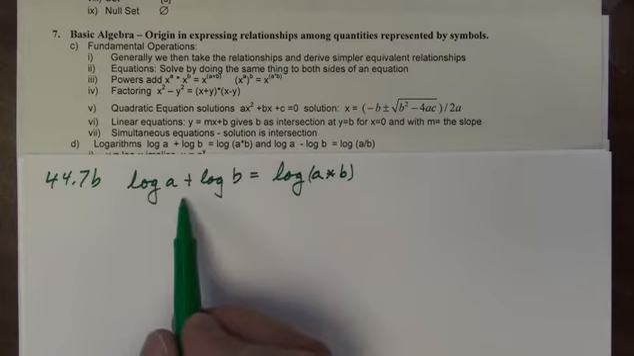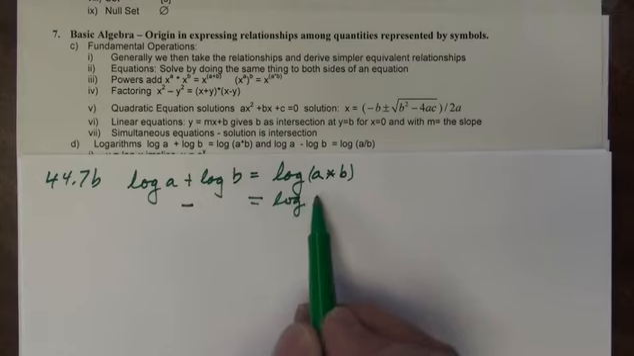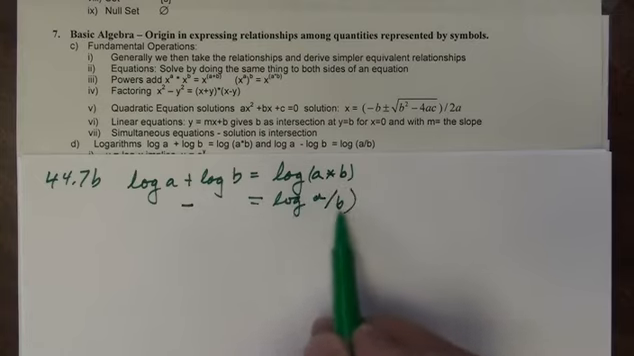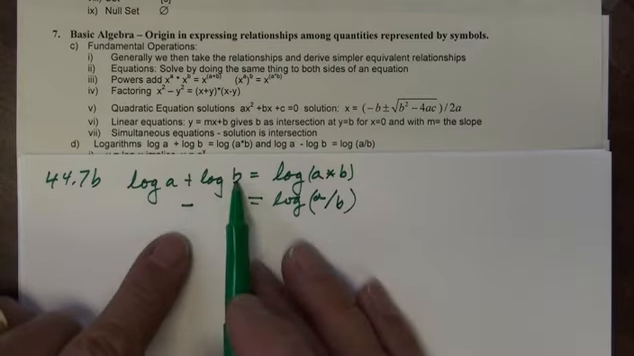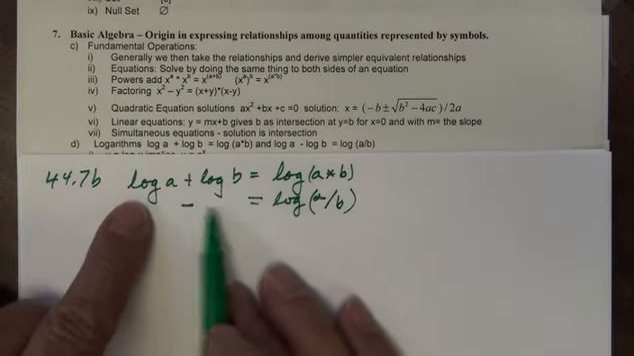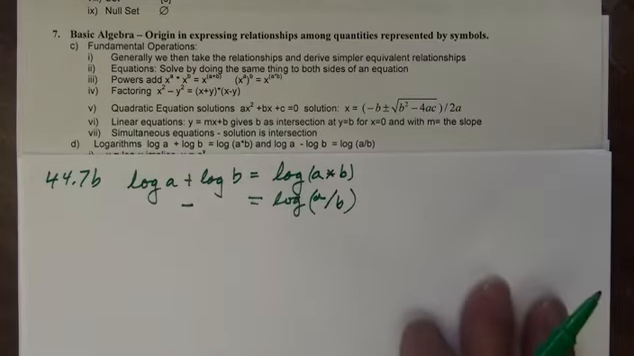By that same token, if we used a minus sign here, log a minus log b, this was equal to the log of a divided by b. So if we wanted to divide two very large numbers, we could take their logarithms, subtract them, and then find the antilog. In other words, do the inverse process, and it would give us the quotient of the two numbers.